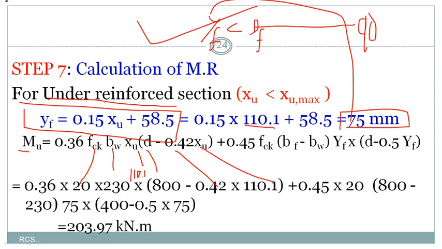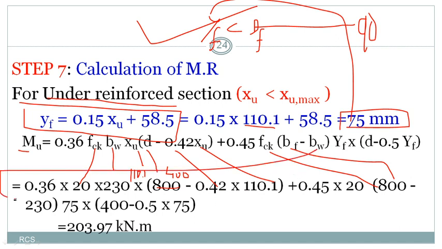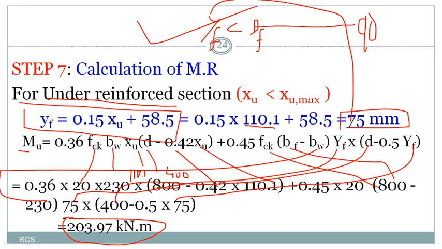Xu is 110.1, and 0.45 fck is 20. Bf is 800. Sorry, it is not 800, d is 400. Please make it correct. Okay. And Yf we got, Bf is 800, Bw is 230, and Yf is 75, the modified depth of flange, and d is 400, 0.5 into Yf is 75. After calculating this, we'll get the moment of resistance. Mu is equal to 203.97 kN·m.